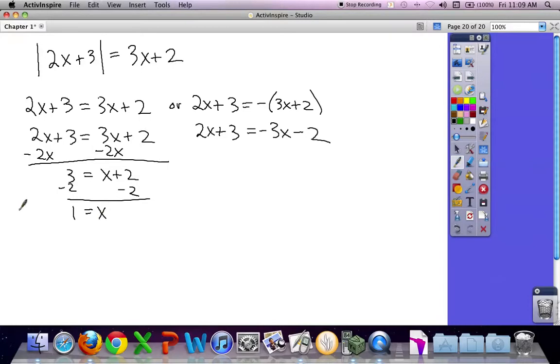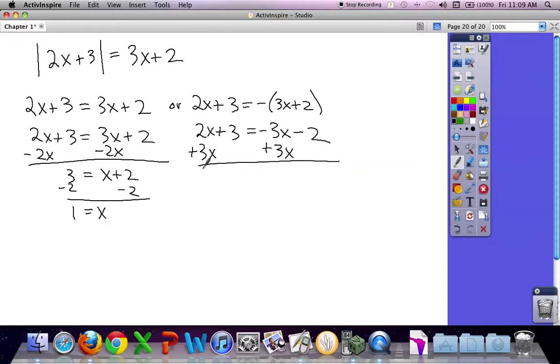Okay, let's solve the other one. Now, which is the larger of the two variable terms? Is positive 2x or negative 3x bigger? Well, the coefficient, positive 2x, is bigger than negative 3x. That's what you're looking at. So we're going to add 3x to both sides. We're moving the smaller of the two to the opposite side.